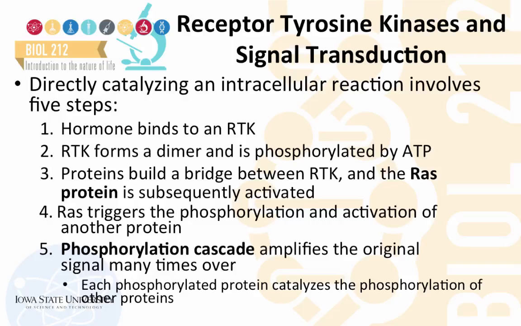Next, proteins build a bridge between RTK and the RAS protein is subsequently activated. RAS is one of many proteins that are involved in the transduction of the signal. RAS then triggers the phosphorylation and activation of another protein. This process, or phosphorylation cascade, amplifies the original signal many times over. The cascade involves the repeated process of each phosphorylated protein catalyzing the phosphorylation of subsequent proteins.